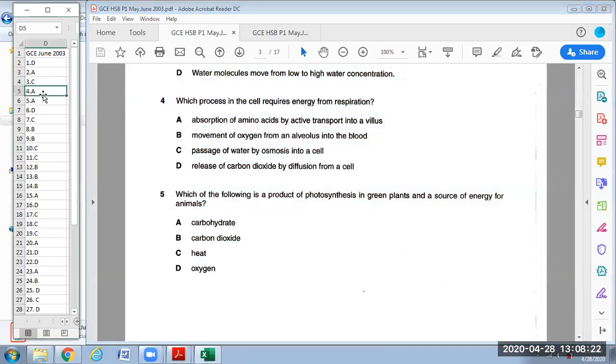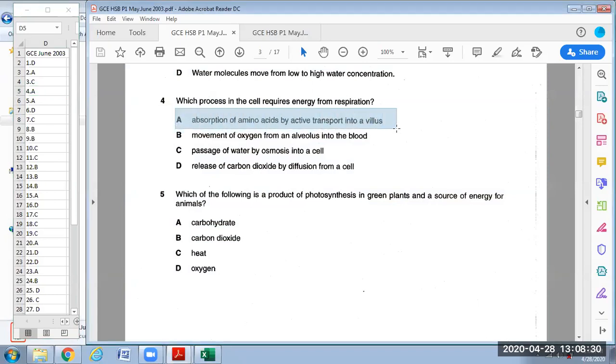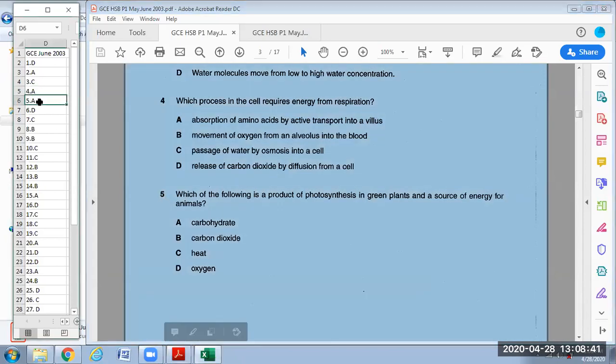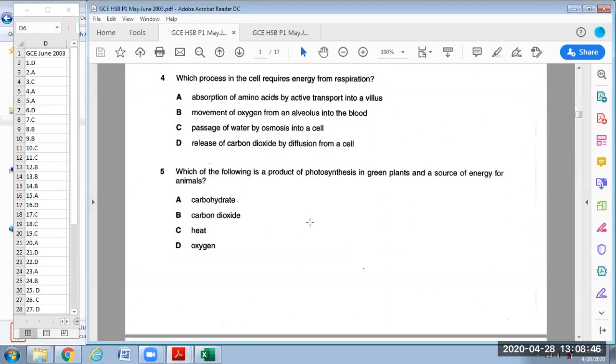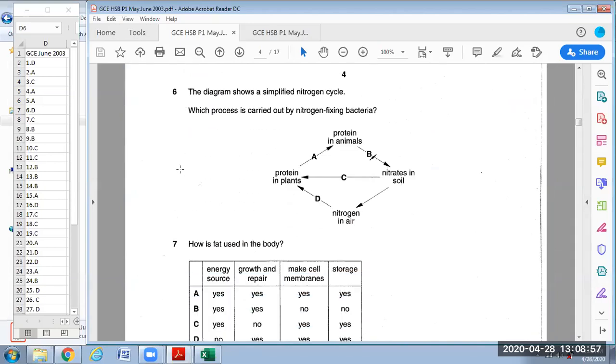Number 4. Which process in cells requires energy from respiration? A? A, because this is what you call active transport. That is the only transport process that needs energy. Osmosis and diffusion do not need energy. 5. Which of the substances is the product of photosynthesis in green plants and the source of energy for animals? A. Carbohydrate. Right, and what is the name of the carbohydrate formed from photosynthesis? Glucose, right? Good.